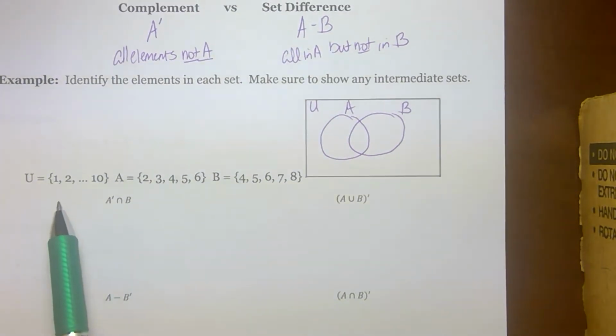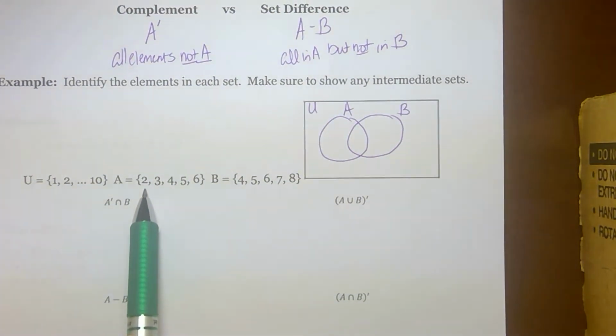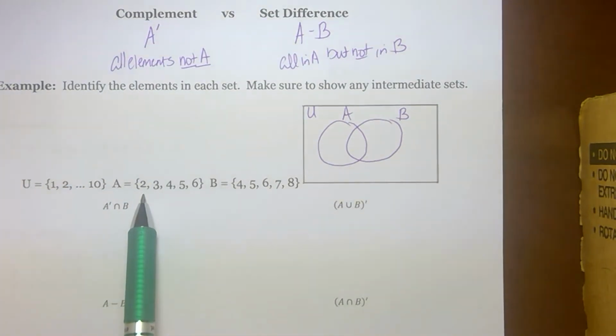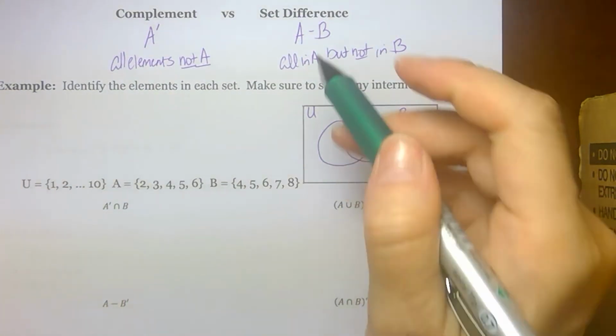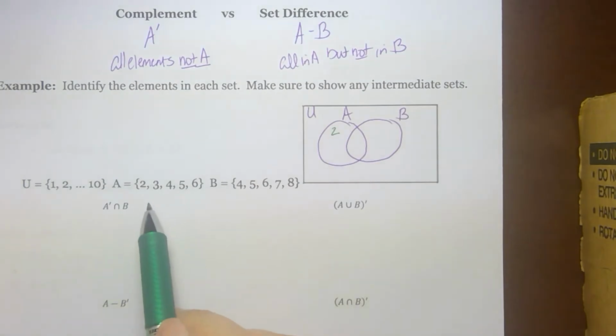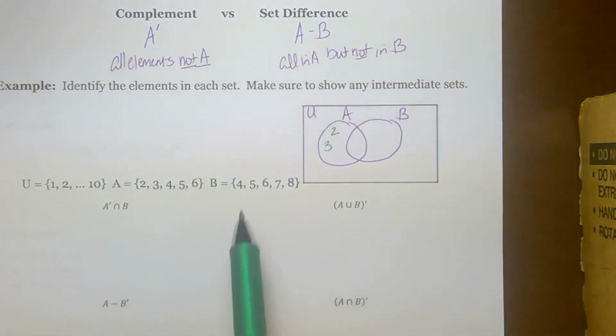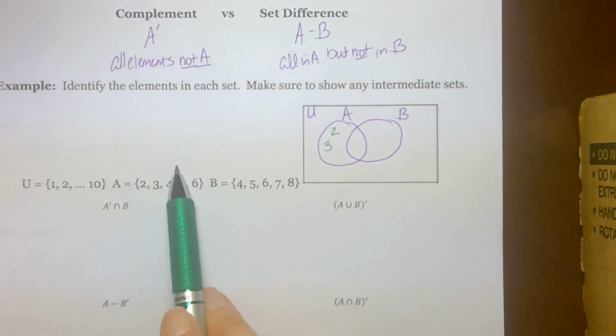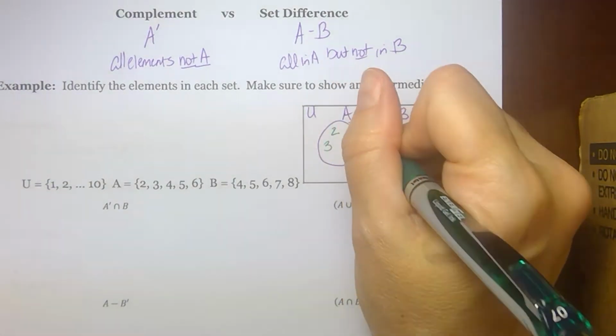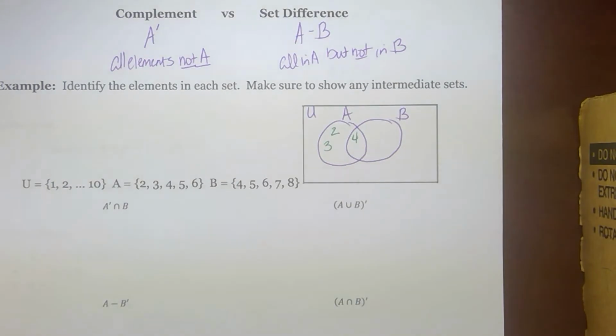So let's start with set A. Set A has a 2. There's not a 2 in B. Set A has a 3. There's not a 3 in B. Set A has a 4. There is a 4 in B, so they share 4.